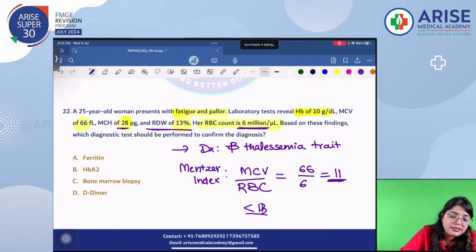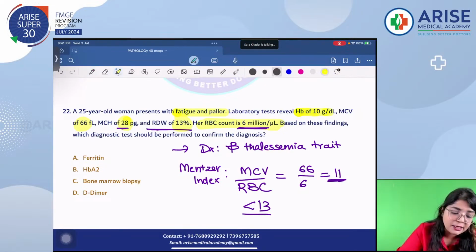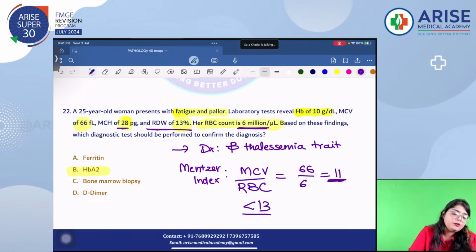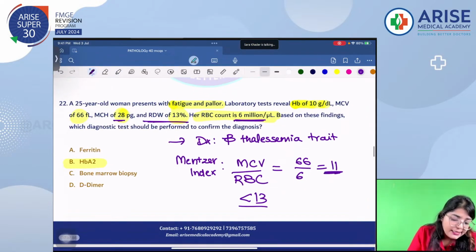This is less than 13. Iron deficiency anemia is supposed to be more than 13. Less than 13 is seen in thalassemia. So this must be beta thalassemia trait. And for that, you will check the HbA2 levels.